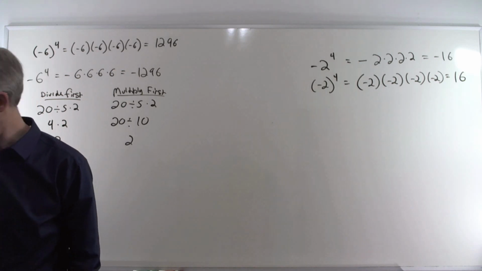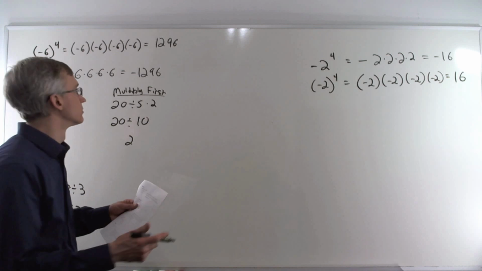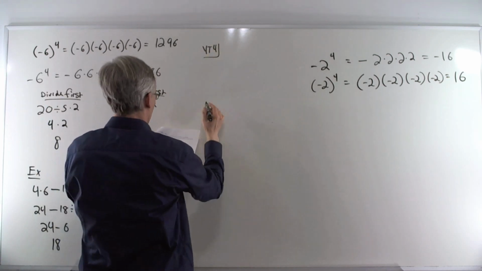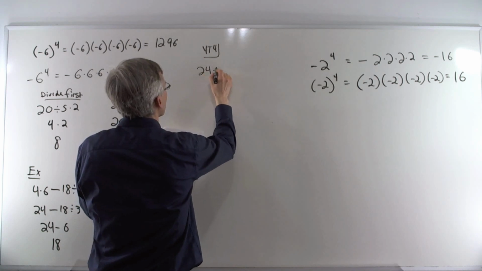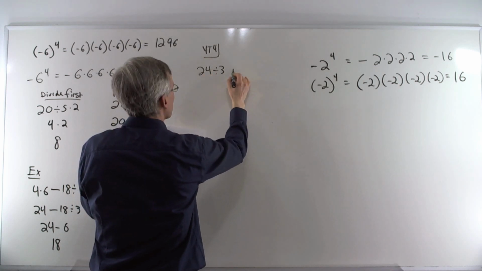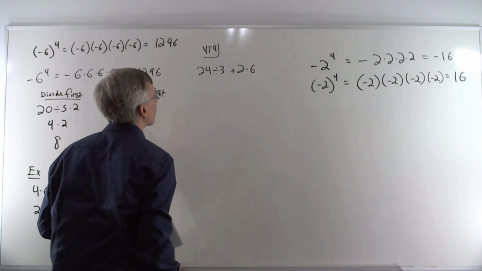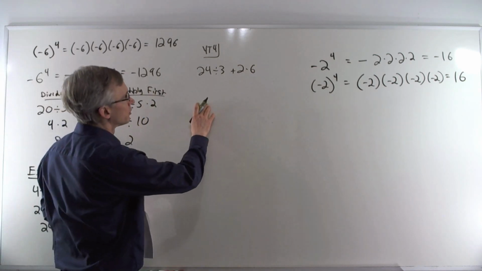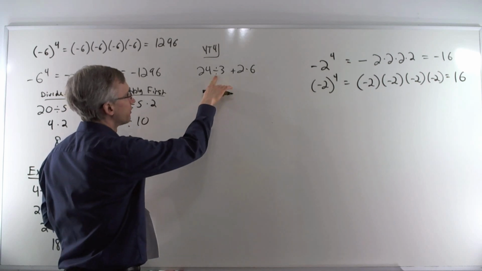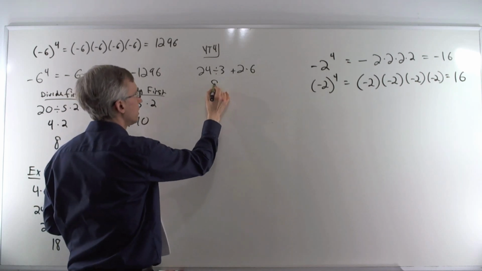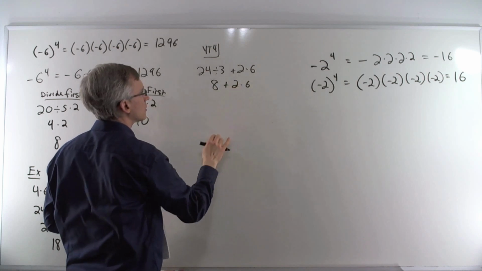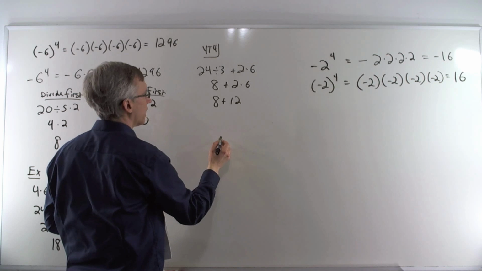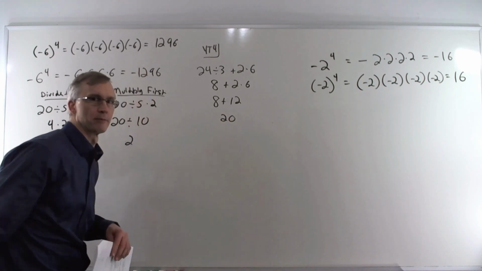Your turn, number 4. So we've got no grouping symbols, no exponents. We'll start with the division on the left. 24 divided by 3 is 8. Now we'll do the multiplication. Then add them together, and we get 20.